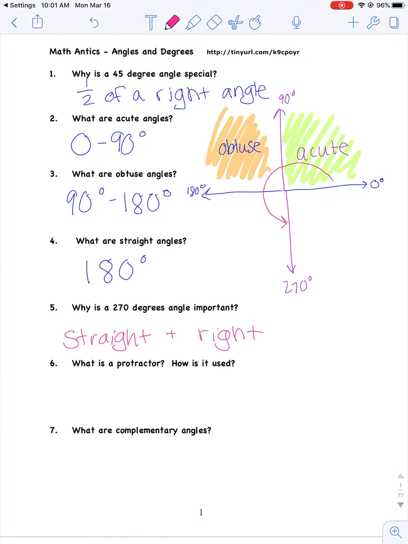What is a protractor? A protractor is that tool that they showed you in the video. It looks like this. And it's used to help you measure angles. And they showed you in the video how to do that.